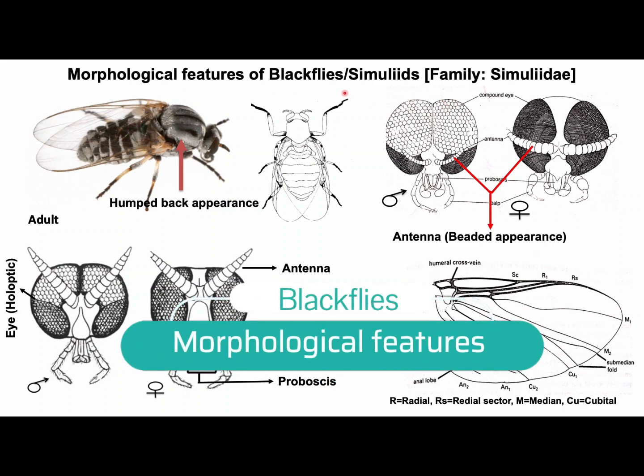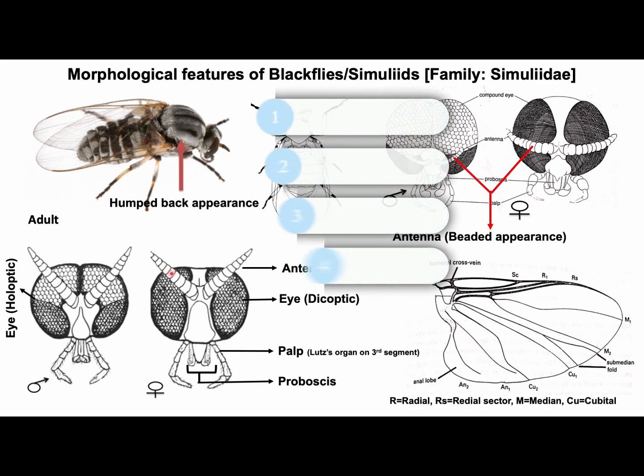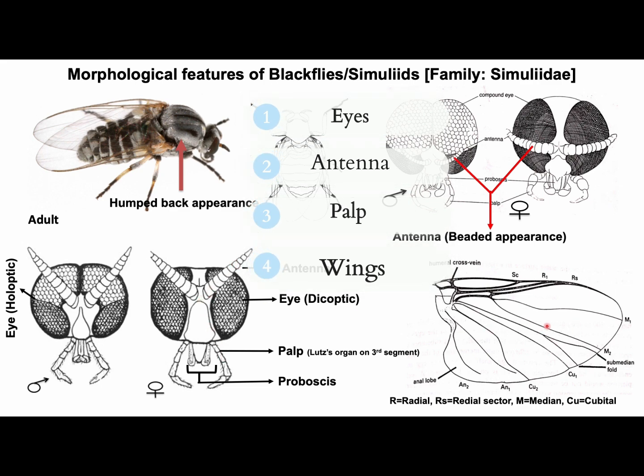Morphological features of blackflies or simulids under the family Simuliidae. Generally, blackflies are small, 1 to 5 mm in length, and dark or black in color. They have a relatively stout body with a humpback thorax, which is a characteristic feature of simulids. In this slide, I'll talk about the features of eyes, antenna, palp, and the wings of adult blackflies.